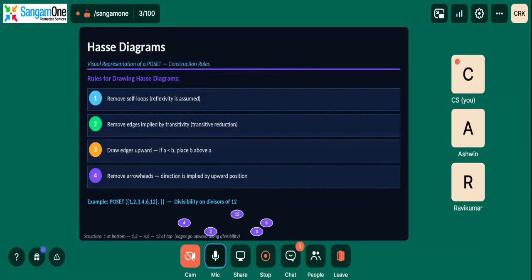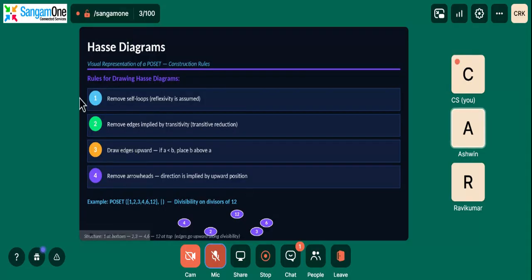You can tell in the next class. As far as I know, this is the Hasse diagram. You can tell in the next class. Ashwin, yeah, sure. Thanks for the doubt. I will let you know, students.